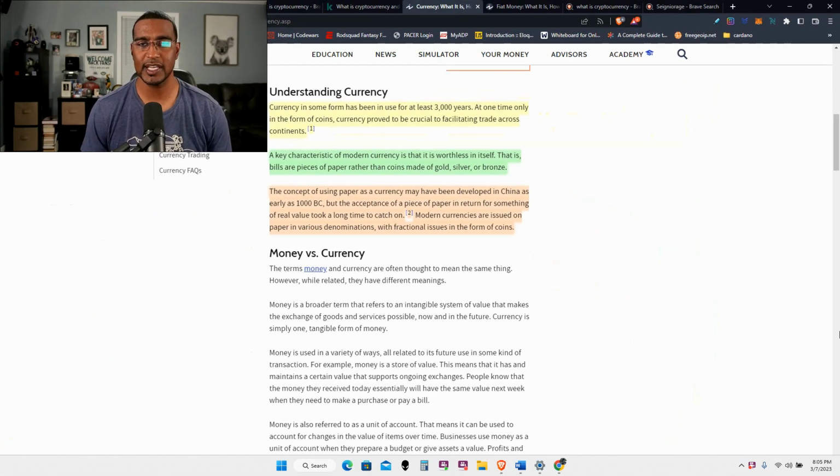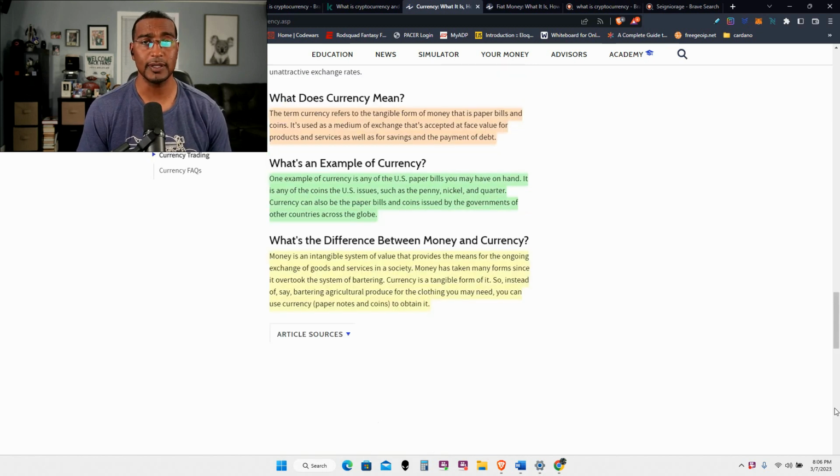So in short, they were saying that currency has been around for a very long time. China may have developed the idea of using money to barter for services and or goods, and it took a long time to catch on, as will Bitcoin. It's going to take a little time to catch on, but it is here to stay. It will be the new currency. Again, it is understood, but not yet legalized, and we're waiting for that.